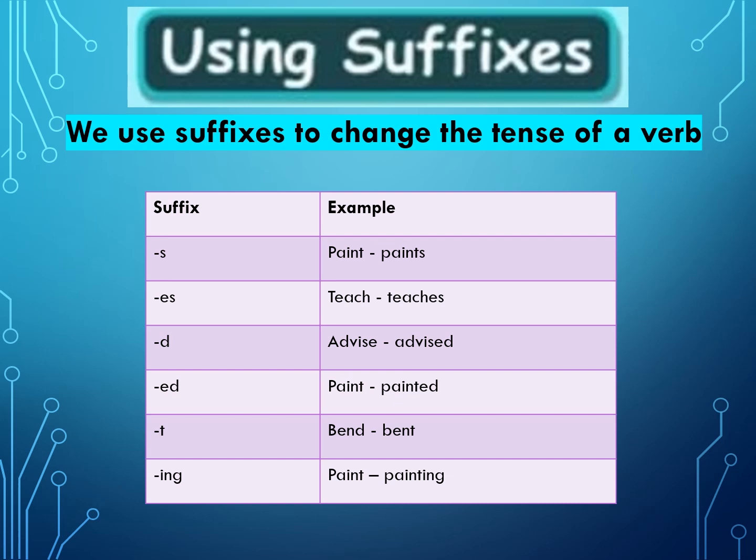In the same way, we have the suffix ed. The suffix ed added to the verb paint changes it to its past tense. The suffix t added to the verb bend changes it to its past tense. And the last suffix, ing, added to the verb paint changes it to its present participle tense.